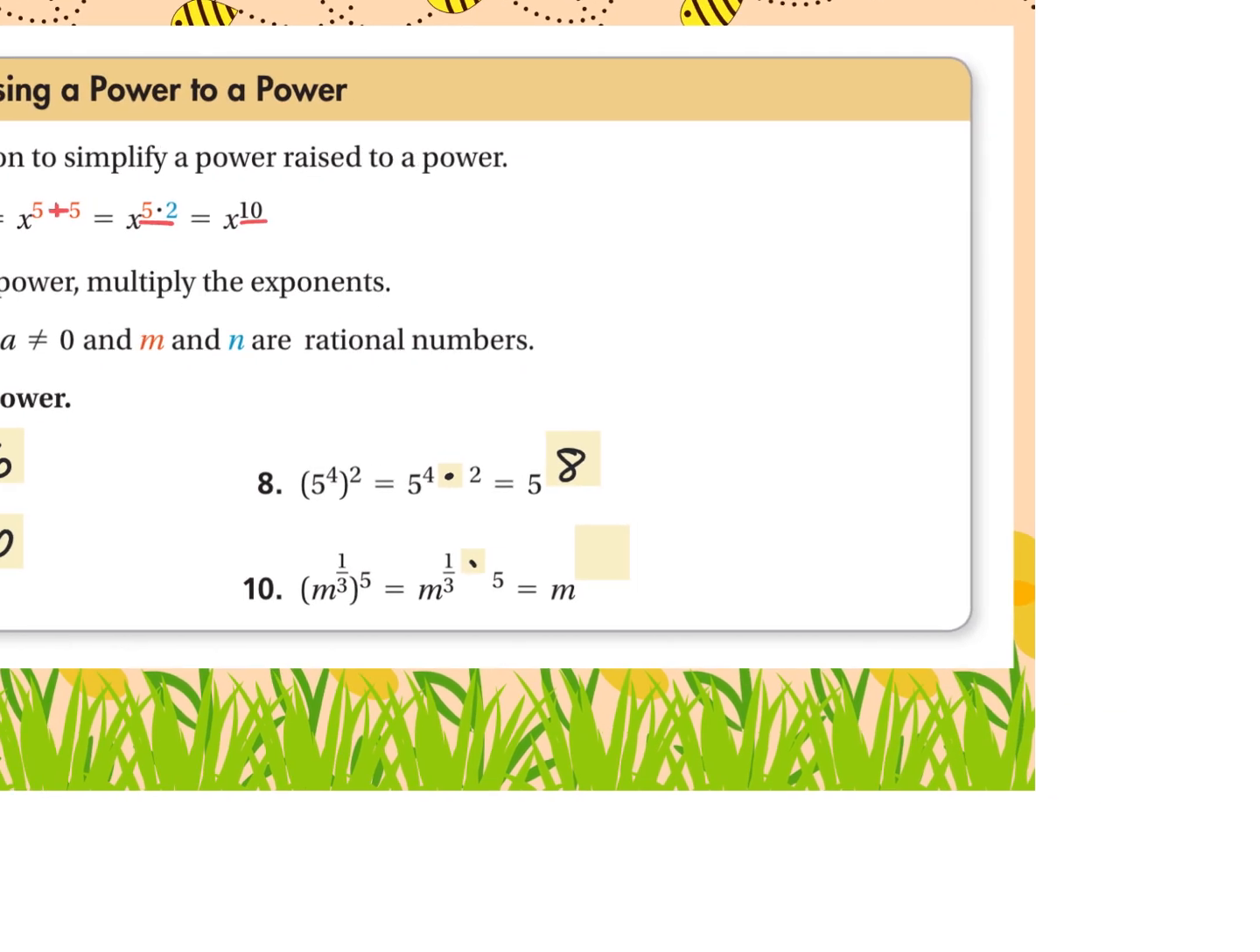And then 1/3 times 5. Some people were confused about this in class. If you multiply a fraction and a whole number, you can write that whole number over 1 and then multiply straight across. 1 times 5 is going to get you 5. 3 times 1 is going to get you 3. So it's going to be m to the 5 over 3.